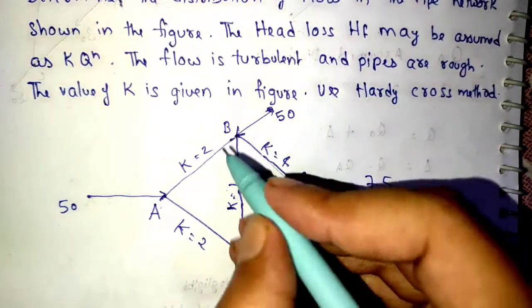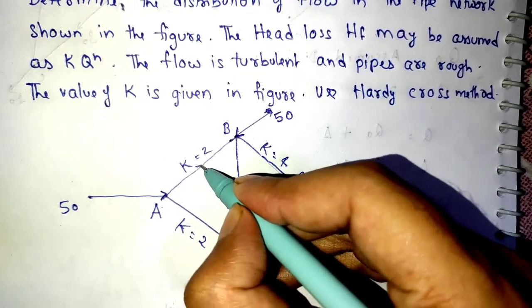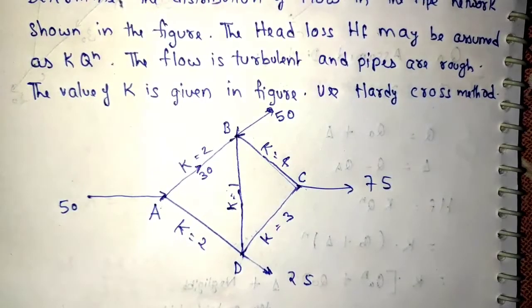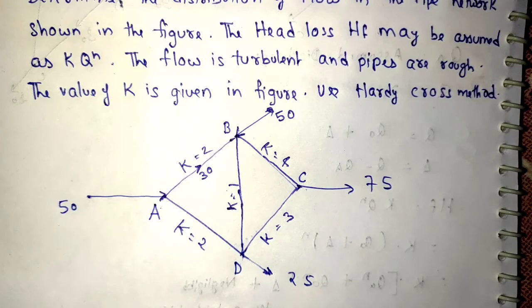For example, if we consider that from this 50, 30 is going here, this is an assumed value. As I told in the previous lecture, we assume the value of discharge, right? We don't know the exact value of pipe flow conditions. So we take an assumed value, and then we find the value of delta, which is the difference between the actual discharge and the assumed discharge. That is the difference between Q and Qa.